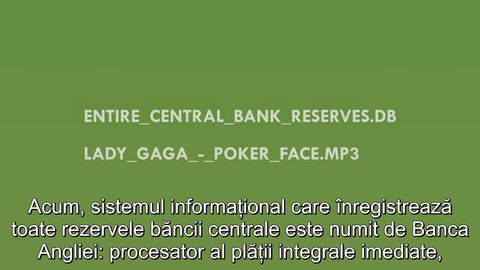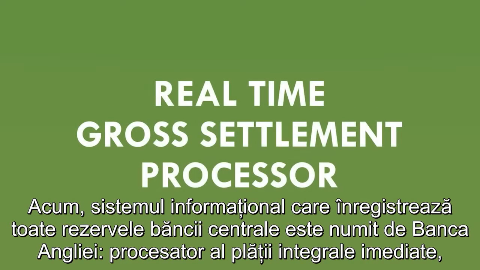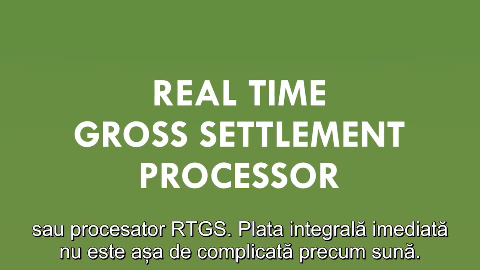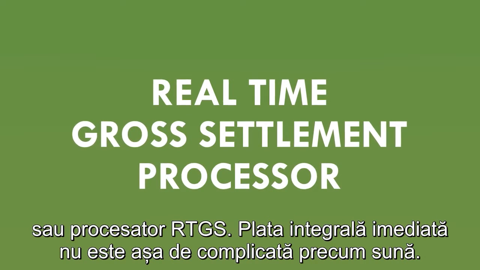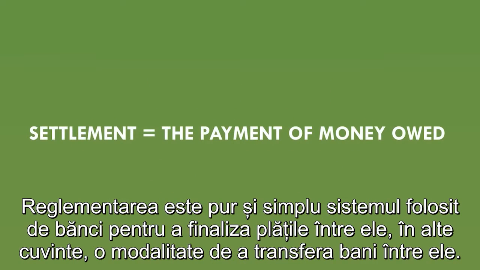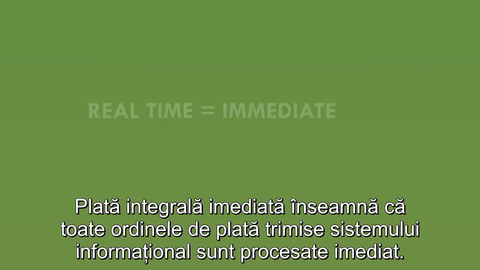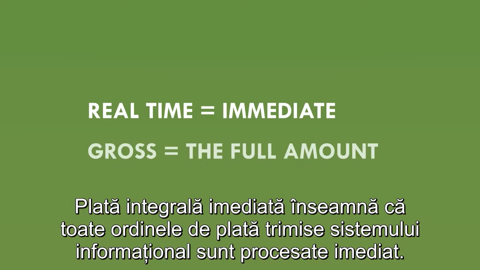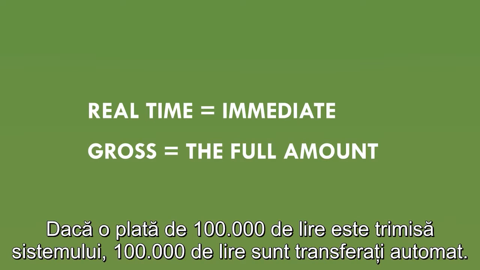Now, the computer system that records all these central bank reserves is referred to by the Bank of England as the real-time gross settlement processor, or RTGS processor. Now, real-time gross settlement isn't as complicated as it sounds. Settlement simply means that it's a system that banks can use to settle their payments to each other. In other words, it's a way for them to transfer money to each other. Real-time gross settlement means that any payment instruction sent to the computer system is processed immediately. If a payment of £100,000 is sent to the system, £100,000 will be transferred automatically.